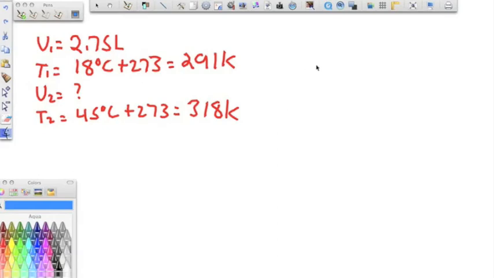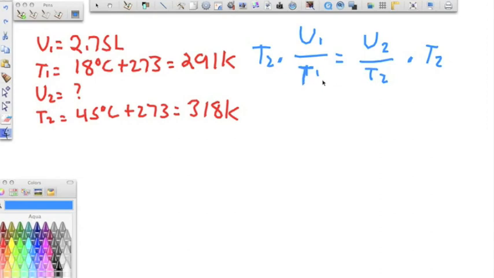Now, next thing we do is write down our equation. And our equation is V1 all over T1 equals V2 all over T2. Now we are solving for V2. So to get V2 by itself, we'll multiply both sides by T2. You could do the same thing if you cross multiplied, but right here it's just easier to do this. So our equation before we plug everything in is going to be V2 equals T2 times V1 all over T1.